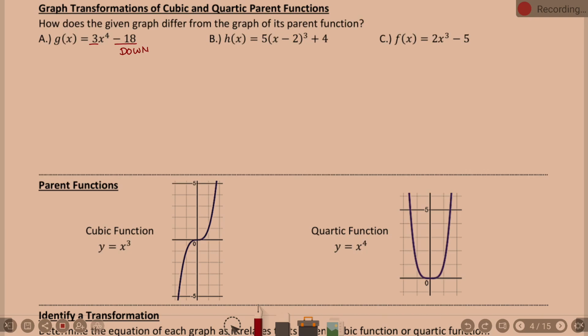Reflections relate to negatives. Okay, guys, here's the green paper up on the TV. If there's a negative being stretched, that's going to be a reflection. That minus c represents the down c, which was the minus 18. Where is that 3? Right out front, yes? That's a vertical stretch, because that value is greater than 1.